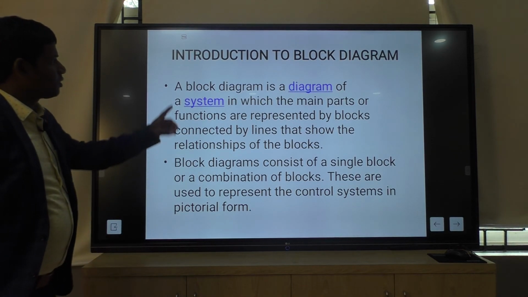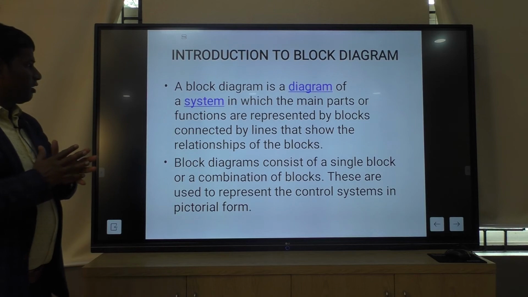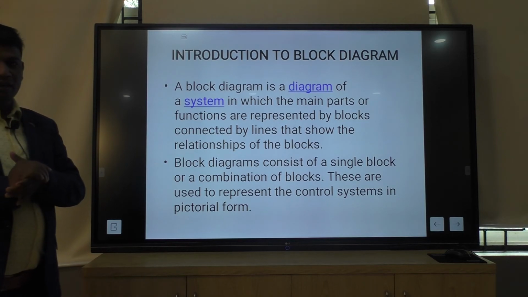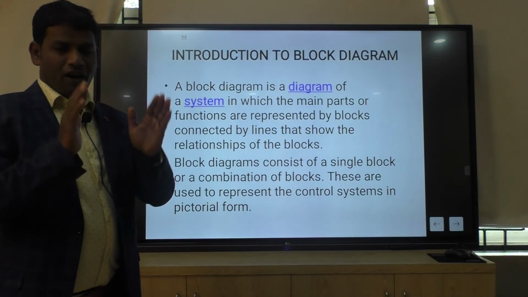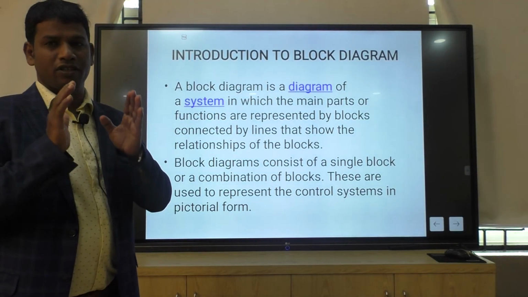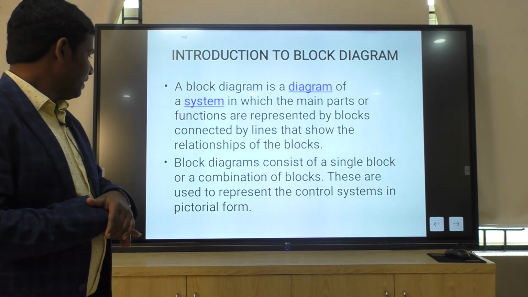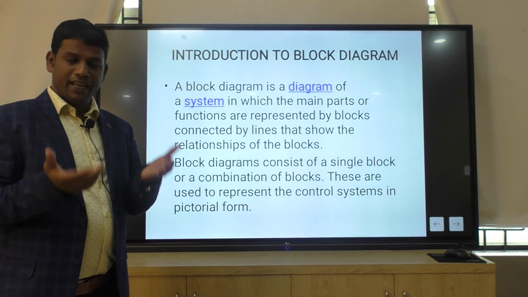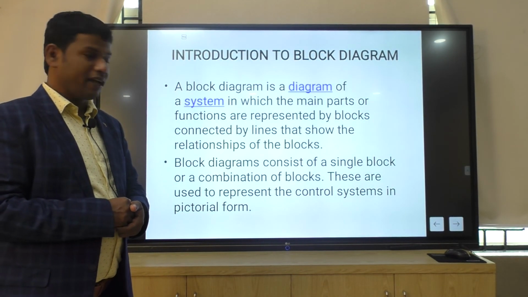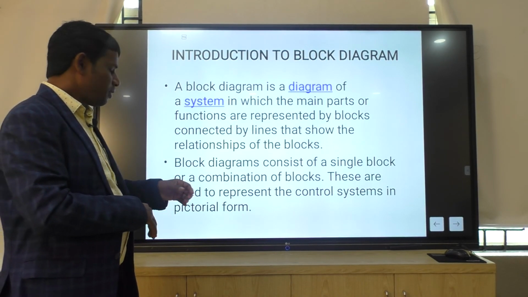Then, introduction to the block diagram. A block diagram is a diagram which is a combination of elements represented by blocks. Each block must contain the transfer function of that element. A block diagram may be a single block or sometimes a combination of many blocks. These are used to represent a control system in pictorial form.